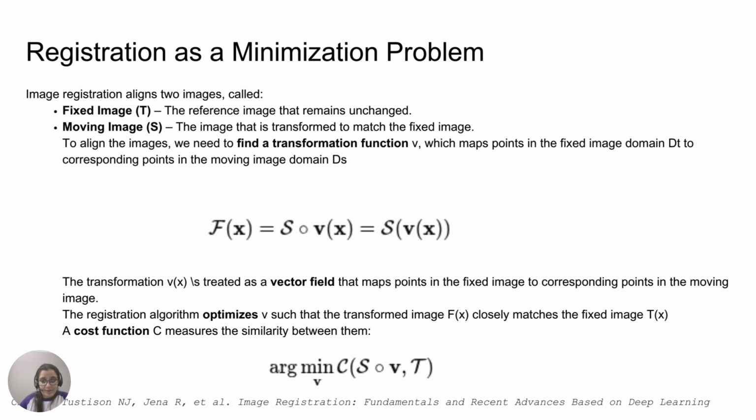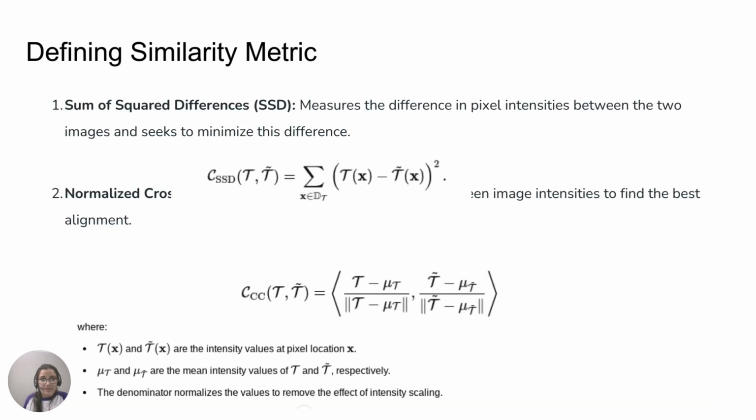The registration algorithm optimizes such that the transformed image f closely matches the fixed image t. A cost function, which is represented here by c, measures the similarity between the moving image and the fixed image. Additionally, smoothness constraints are imposed on v to ensure physically plausible transformations. Now, these cost functions are defined using the similarity metric.